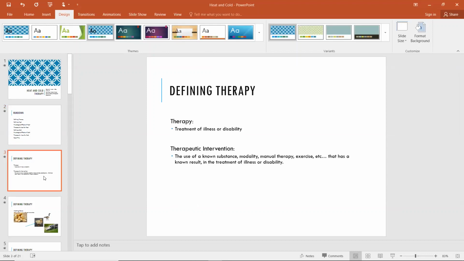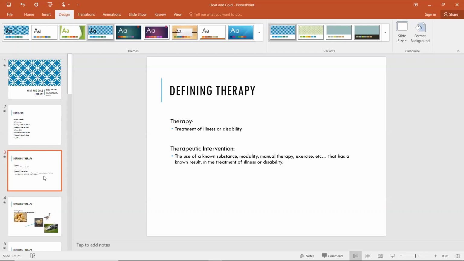So, defining therapy. Therapy is the treatment of an illness or disability. Therapeutic intervention is the use of a known substance, modality, manual therapy, or exercise that has a known result and is used in the treatment of this illness or disability.